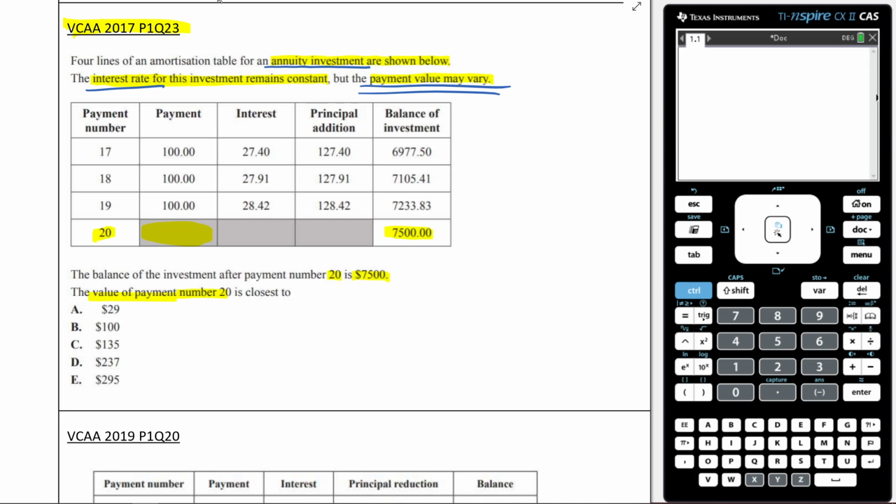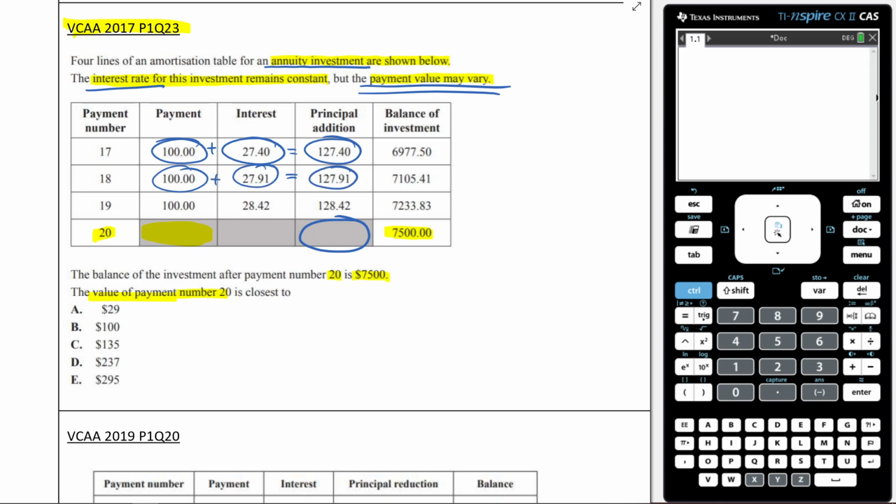Okay, how can we do this? Well, we've got a few things happening here. To figure out this one, we're going to have to first figure out the interest, and we're going to have to figure out the principal addition as well. Let's begin with the principal addition, because this one should be pretty easy. First of all, you have to understand how this works. I'm making a payment of $100 into this investment account, and the investment account is also earning interest of $27.40. My principal addition is the addition of these two things. So too for the next one, when I add these together, I get my principal addition.